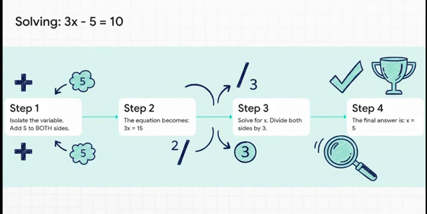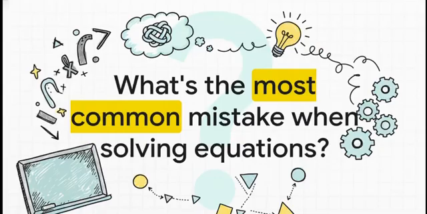First things first, we got to deal with that minus 5. How do we do that? We add 5 to both sides. That gets us to 3x equals 15. Now, to get x totally on its own, we just divide both sides by 3. And boom, there's our answer, x equals 5. You see that? Every single thing we did, we did to both sides. That's key.